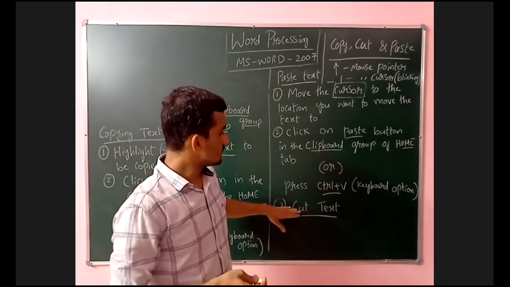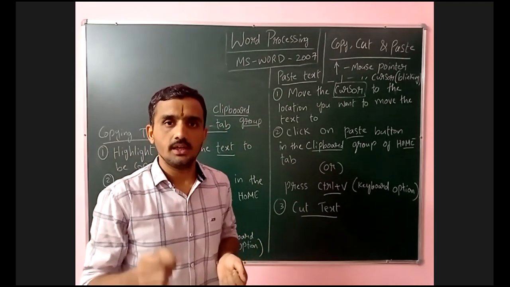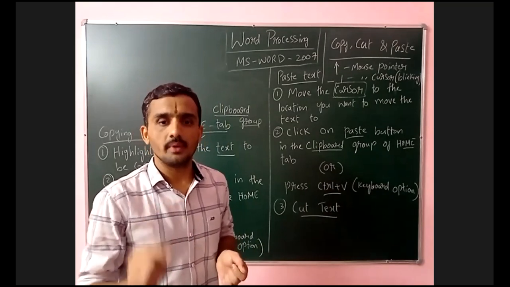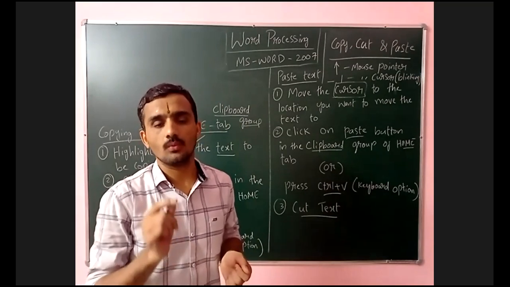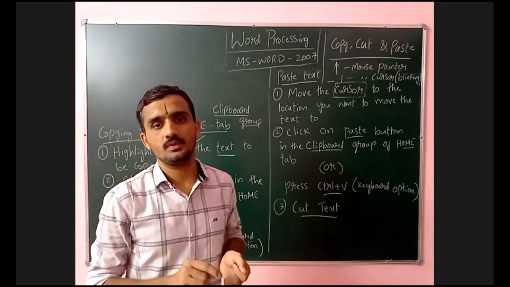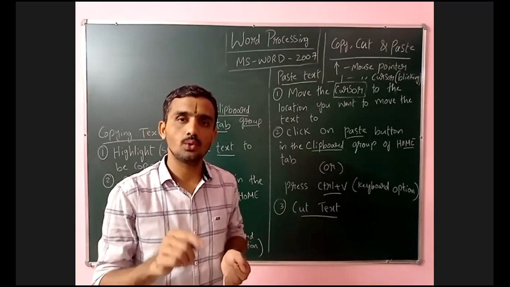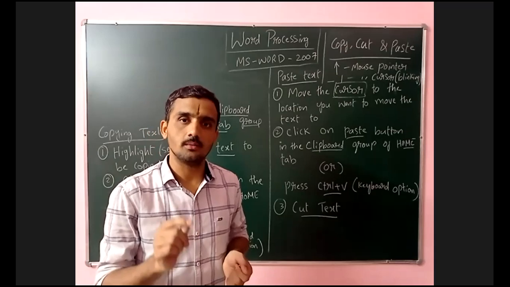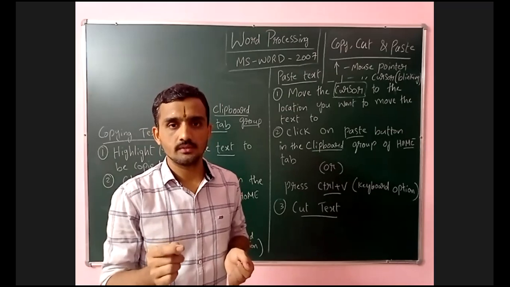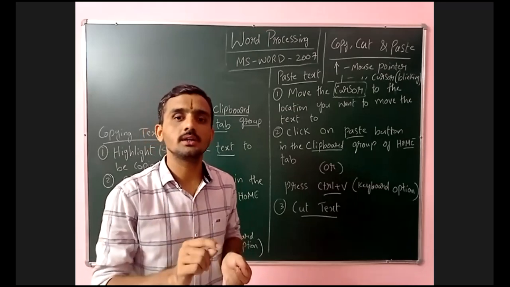Next, the last one is cut the text. So copy the text, paste the text, cut the text. In these cases, it is like a combination, that is, copy paste or cut paste. Because once you copy the text, you have to paste, or once you cut the text, you have to paste. That completes the operation. When you copy the text, if you don't paste the text, it is fine, but it doesn't complete the operation. So the paste option is always associated with either the copy or the cut option: copy and paste, or cut and paste.